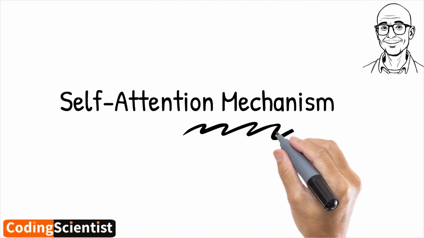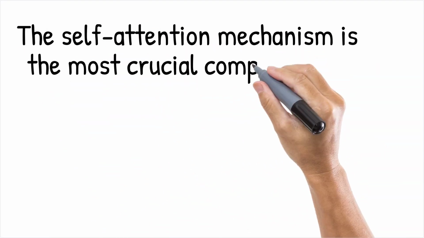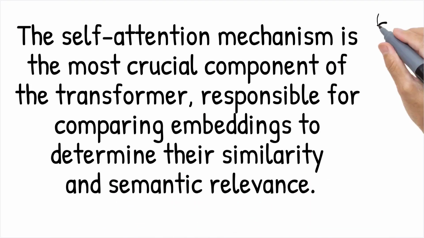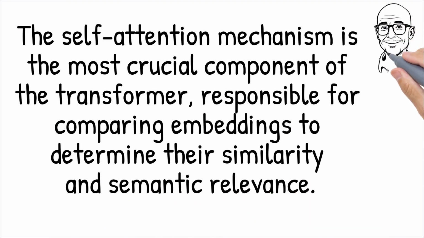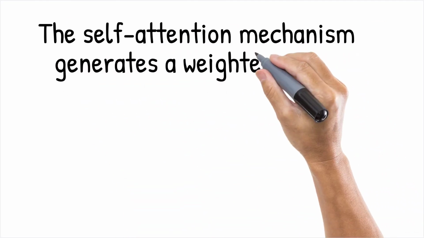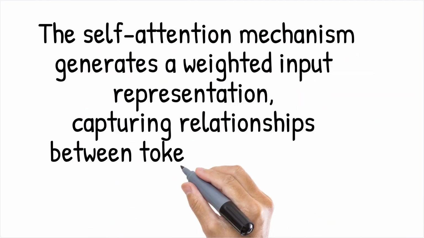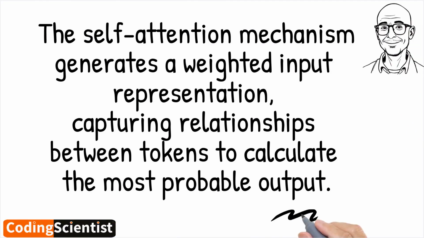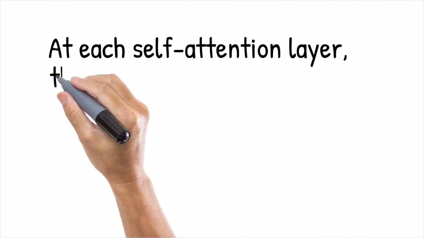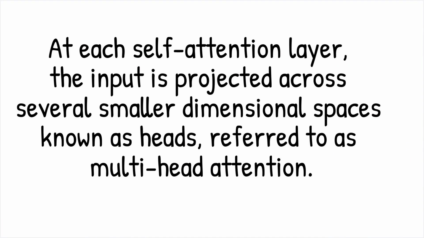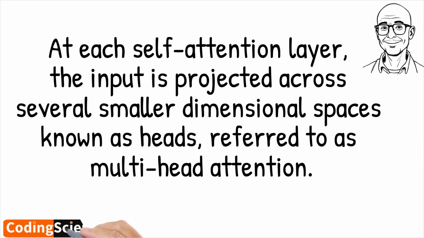Self-attention mechanism. The self-attention mechanism is the most crucial component of the transformer, responsible for comparing embeddings to determine their similarity and semantic relevance. The self-attention mechanism generates a weighted input representation, capturing relationships between tokens to calculate the most probable output.